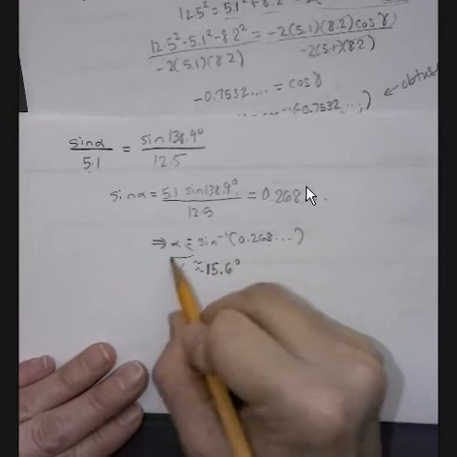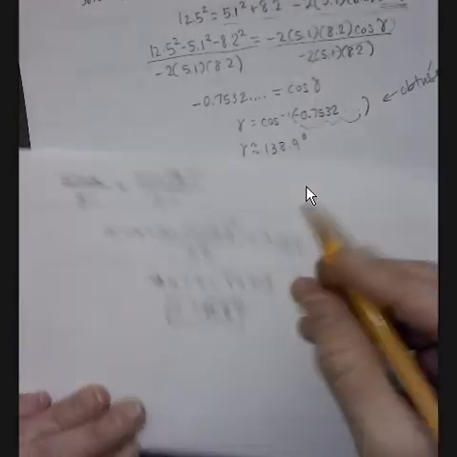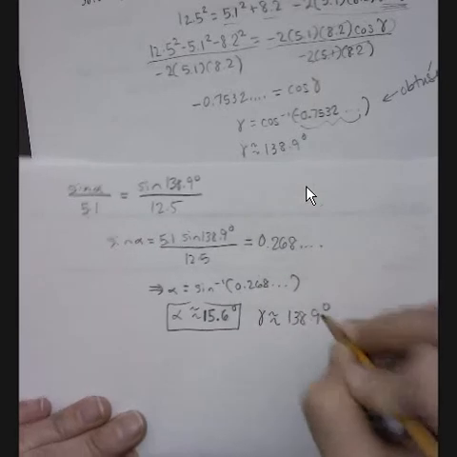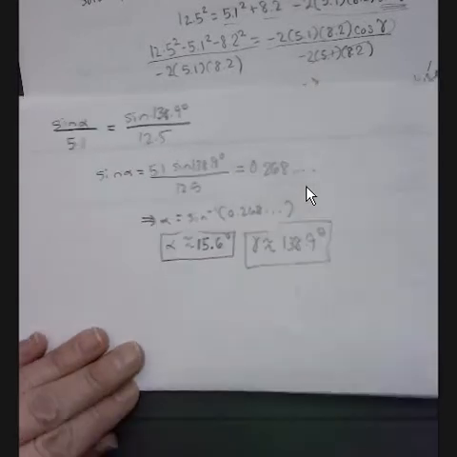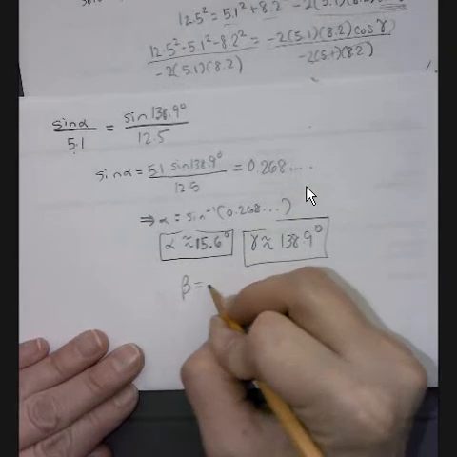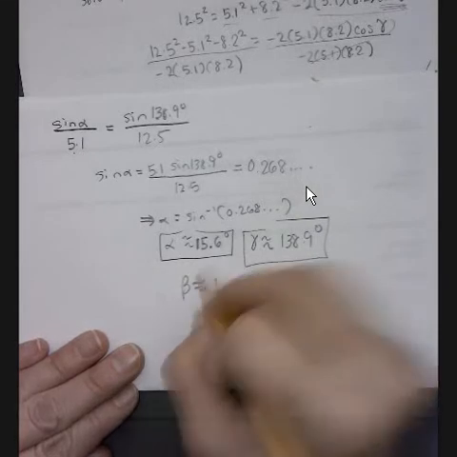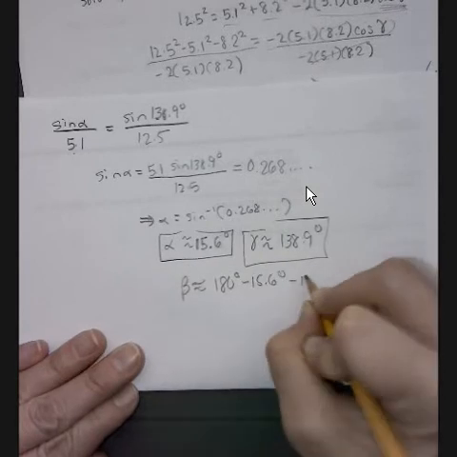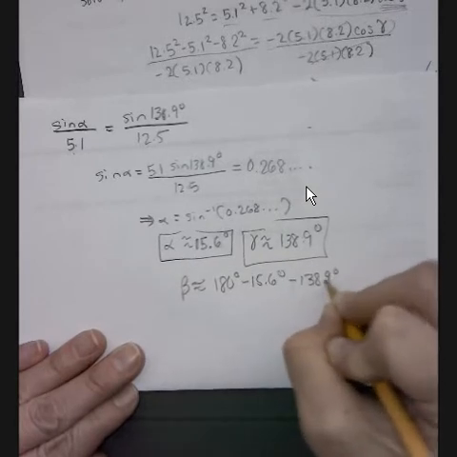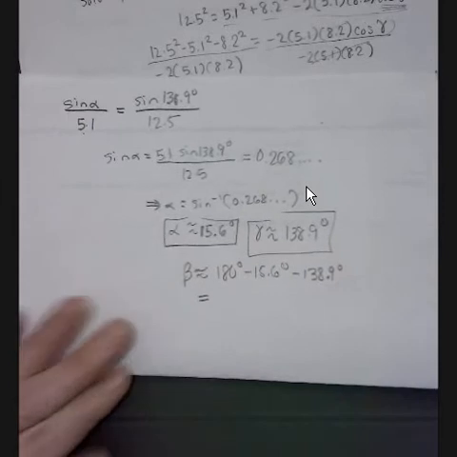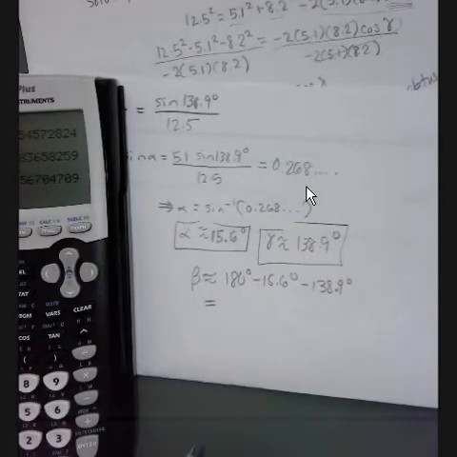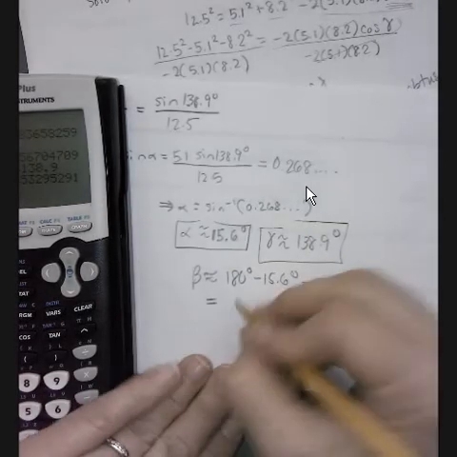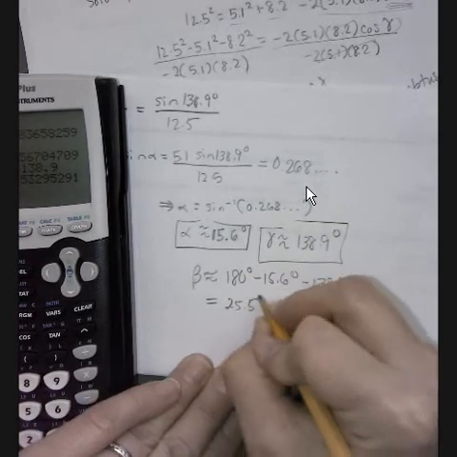And then gamma, I'll just write it down so we have them together here. We had that. And then beta will be, well, approximately, because I rounded these, 180 degrees minus 15.6 degrees minus 138.9 degrees. So 180 minus answer minus 138.9, 25.5 degrees. So there's my 3 unknown parts.